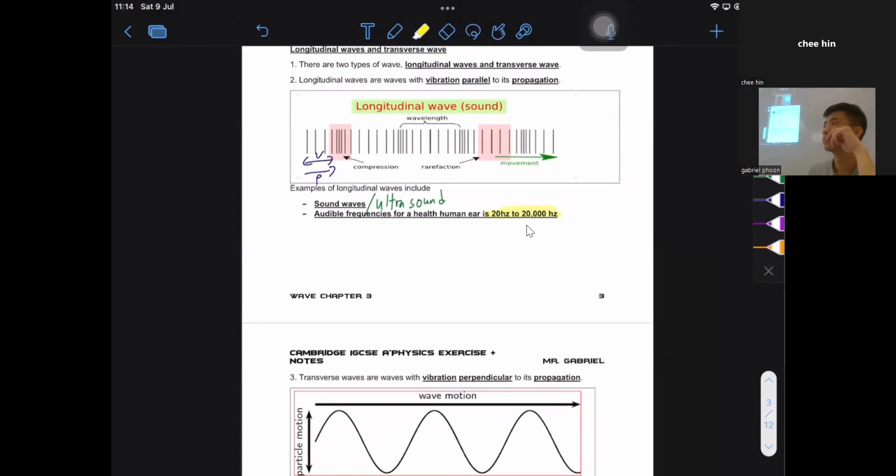So the maximum is 20,000. Yes, that's the maximum audible frequency. In fact, on YouTube, there's a video that plays from 10 hertz to 25,000 hertz. After a specific point, you cannot hear the sound anymore. If you're slightly older, maybe up until 18,000, you cannot hear already, because our audible frequency range is shrinking smaller and smaller.